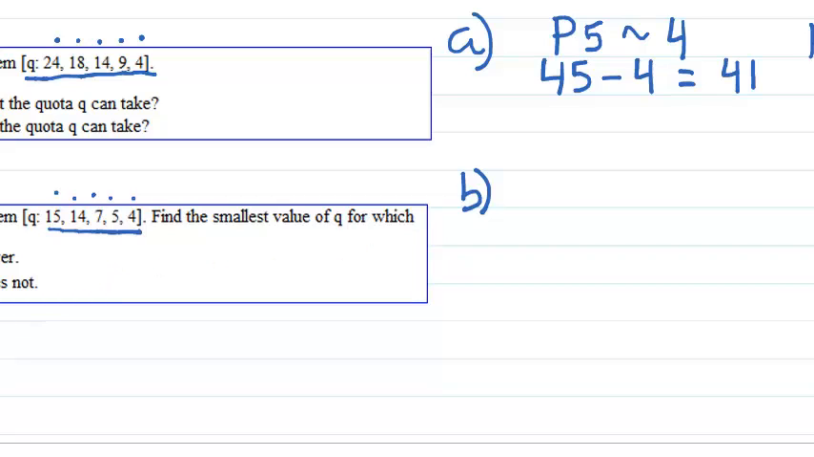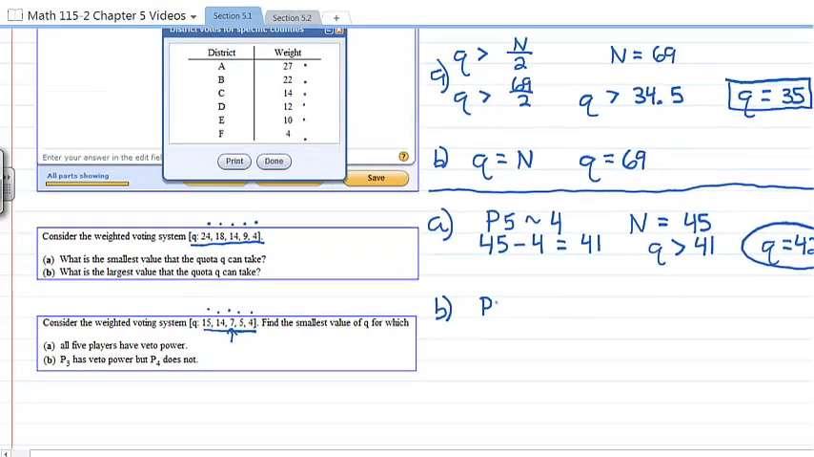Part B. P3 has veto power, but P4 does not. All right, so P3 has veto power. If you look here, P3 has 7 votes. So 45 minus 7 equals 38. To give P3 veto power, we're going to need a number bigger than 38. So that's the first part of what we need: we need the quota bigger than 38.